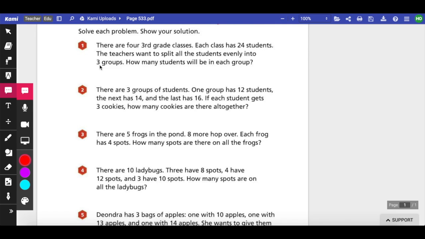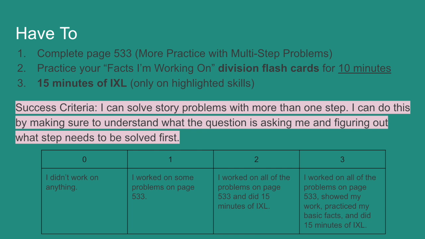And let's take a look at your have-to for today. For your have-to today, you need to complete page 533. Practice from facts: I'm working on division flashcards for 10 minutes, and then do 15 minutes of IXL only on the highlighted skills. The success criteria for today's video and have-to is that I can solve story problems with more than 1 step. I can do this by making sure to understand what the question is asking me and figuring out what step needs to be solved first. So make sure you're paying attention to that success criteria while you're completing your have-to for today.